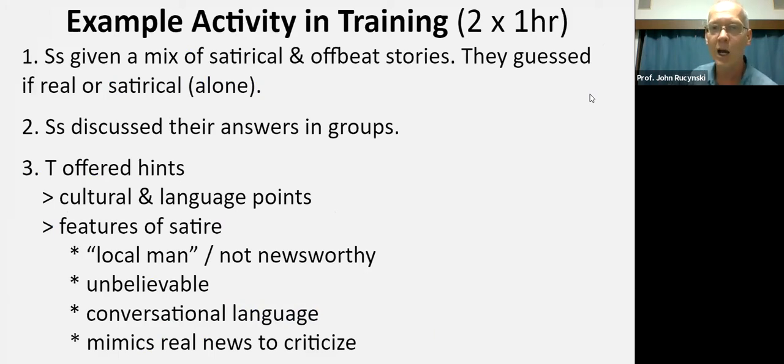So let me show you what we did with our training. We did an individual test first with a Likert scale, and students had to guess real or satire. So we did this again, but then the second time with training and collaboration. So after guessing, students discussed in their groups. And then the teacher would offer some of the hints, such as some of the features.